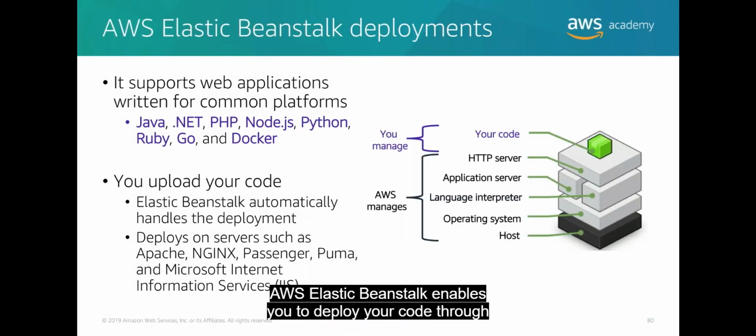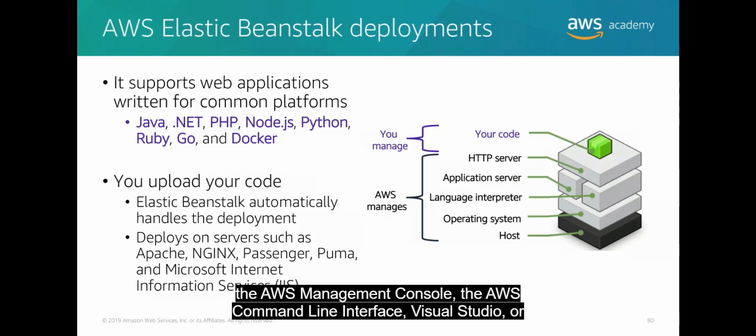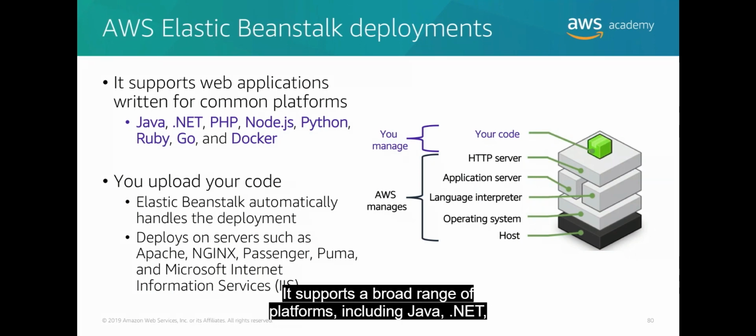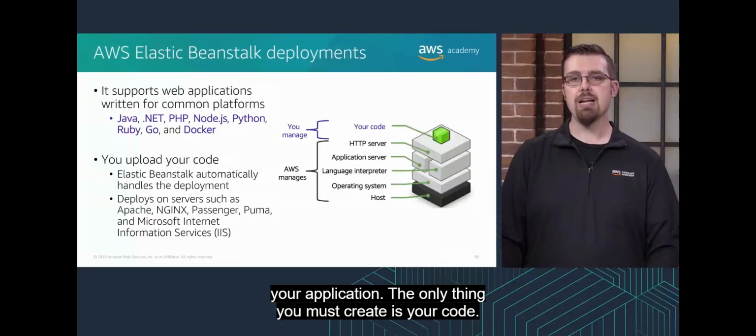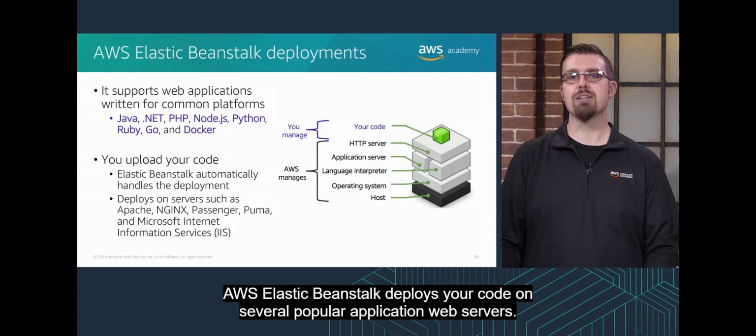AWS Elastic Beanstalk enables you to deploy your code through the AWS Management Console, the AWS command line interface, Visual Studio, or Eclipse. It supports a broad range of platforms, including Java, .NET, PHP, Node.js, Python, Ruby, Go, and Docker. Elastic Beanstalk provides all the application services that you need for your application. The only thing you must create is your code. AWS Elastic Beanstalk deploys your code on several popular application web servers.